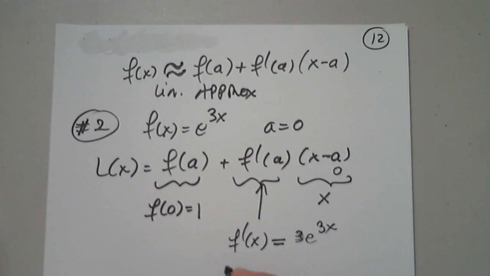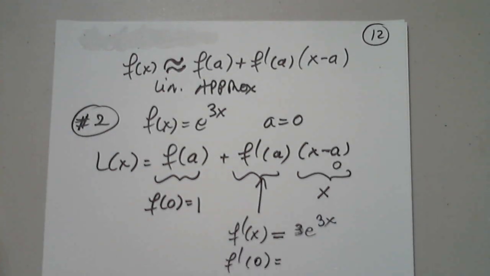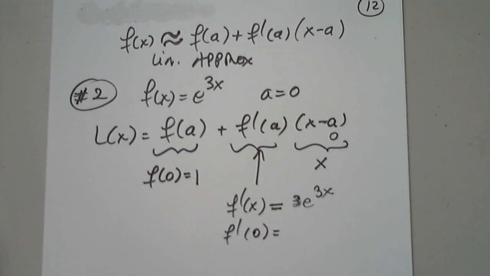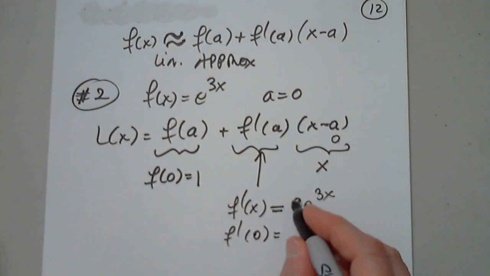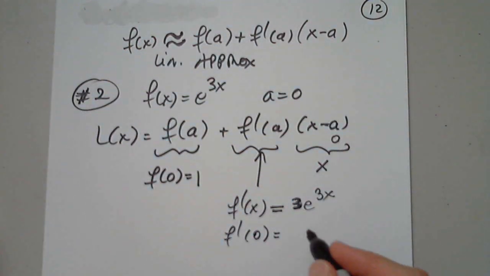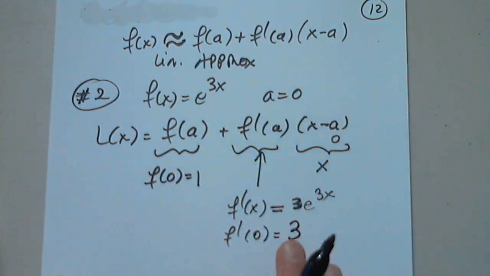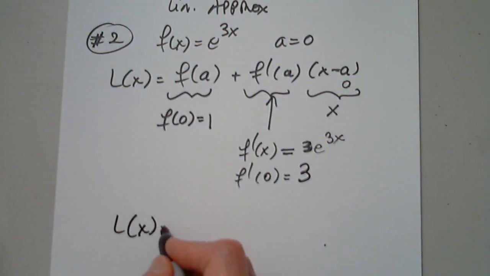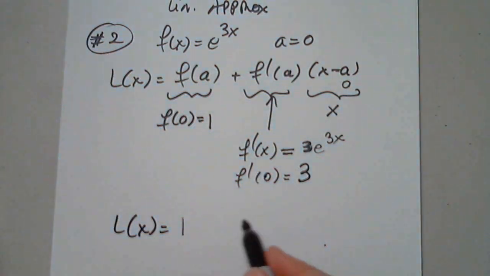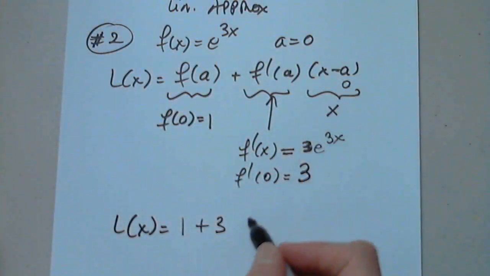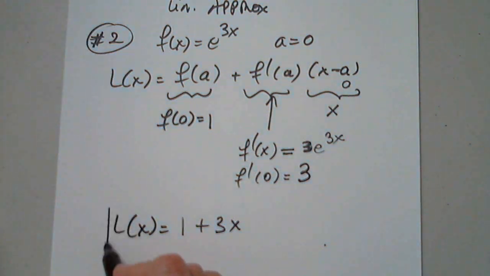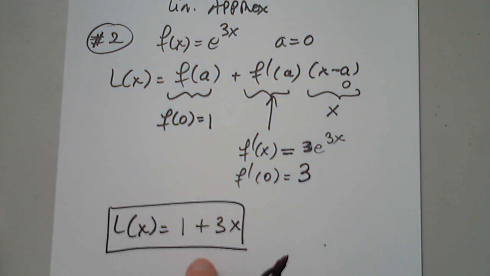Yes, perfect. And now f prime of 0. Yes, now we can find f prime of 0. What is it? Three. That's it. So this is 3, this is 1, and this is x. We're done. So L of x is 1 plus 3 times x. And x minus 0 is x. This is it. What does this say?